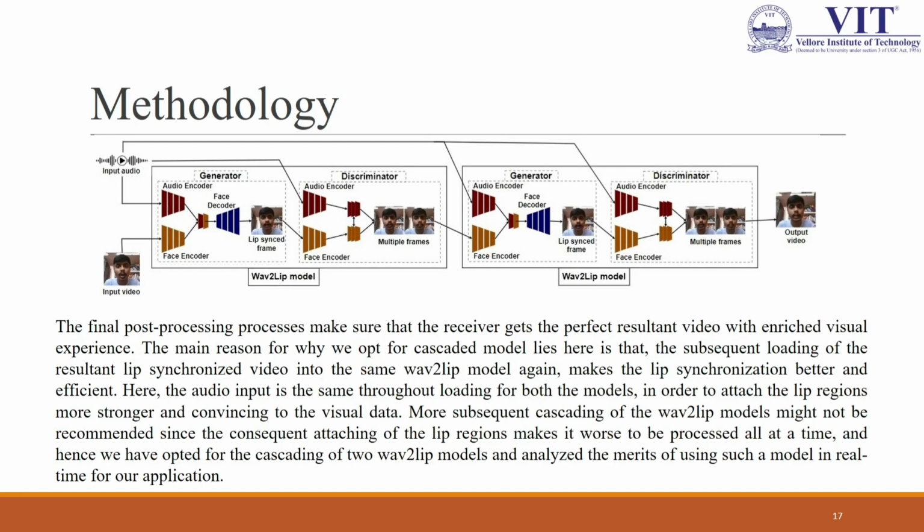Next. The final post-processing steps make sure that the receiver gets the perfect resultant video. Why we opted for this cascaded model is because the subsequent loading of the resultant lip-synchronized video makes the lip synchronization better and more efficient. Here the audio input is the same throughout for both the models, in order to make the lip synchronization stronger and more convincing to the visual data. Further cascading of the wave-to-lip models is not recommended, since the consequent attaching of lip regions may make the processing time much worse.